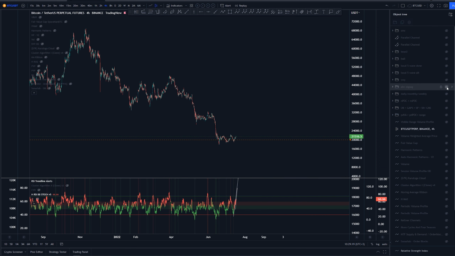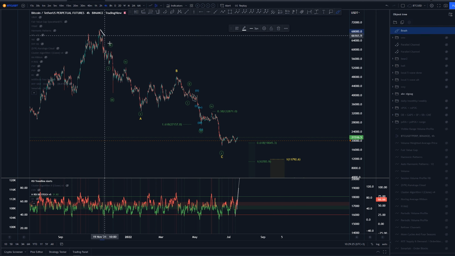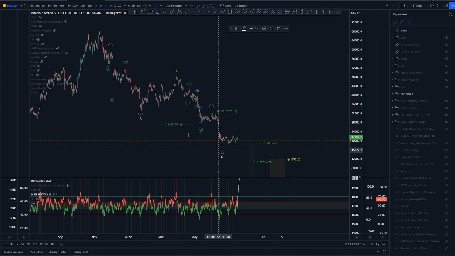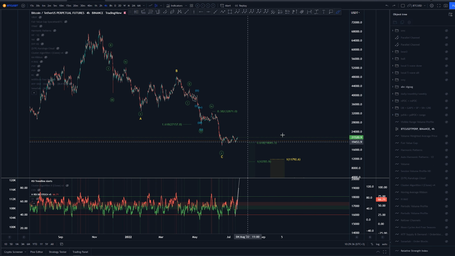But now let's jump into the overall structures that we've had. So we have two different scenarios overall. One is saying that we have a zigzag A, B, and C within 5 waves, 1, 2, 3, 4, 5, 1, 2, 3, 4, 5, completing it down here at the 19th or 18th of June.